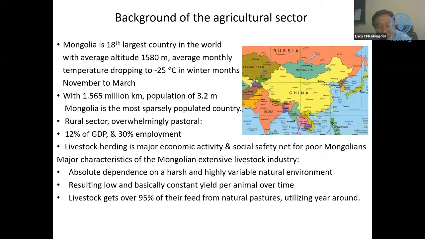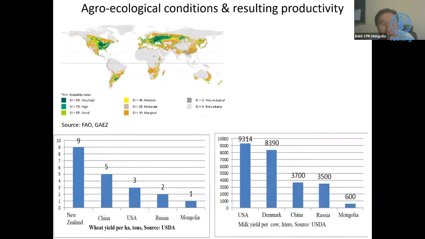Mongolian agriculture is, of course, absolutely dependent on a harsh and highly variable natural environment. As a result, productivity is very low for both animals and crops. We have very low crop yield per hectare and low animal productivity. Of course, the advantage of this harsh natural environment is that Mongolian livestock potentially produces ecologically clean products, with 95% based on grass-fed natural pastures. So this is just a general situation of Mongolia.